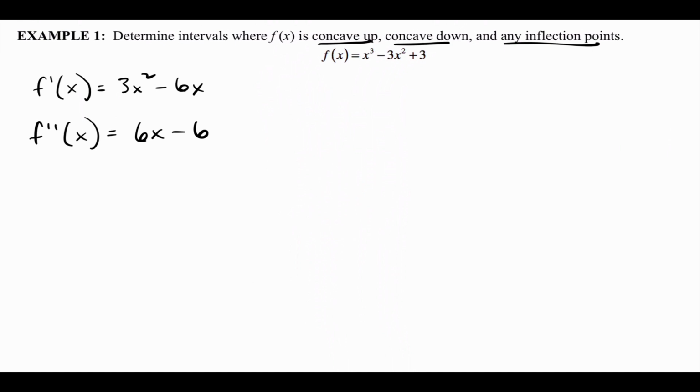Okay. So when we wanted to find critical values for the first derivative, what did we do after we found the derivative? Set it equal to 0. We're going to do the same thing. Set it equal to 0. It's a binomial, so first we look for a GCF. It's got a GCF of 6. Can divide by 6. So we get x minus 1.